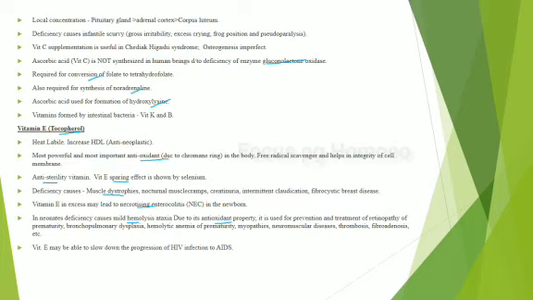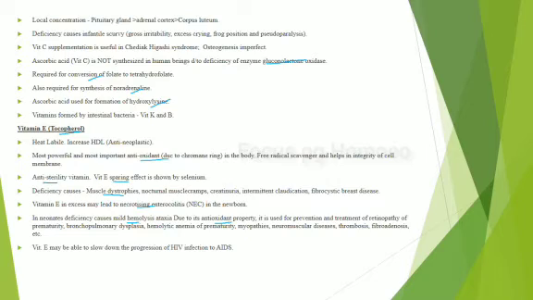It is not synthesized in human beings due to deficiency of the enzyme gulonolactone oxidase. It is required for the conversion of folate to tetrahydrofolate and for the synthesis of noradrenaline, used for the formation of hydroxylysine, and it also helps in the formation of vitamin K and B by intestinal flora.